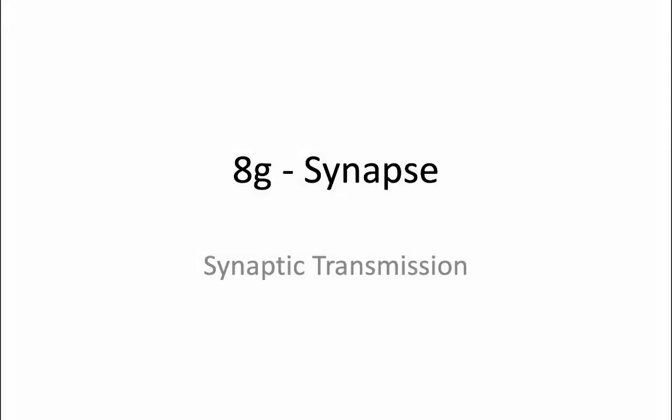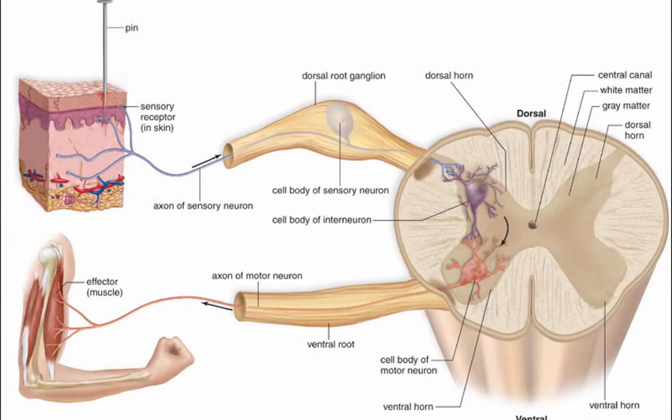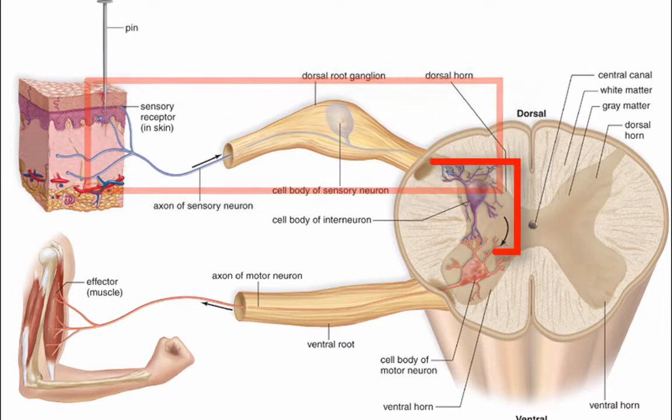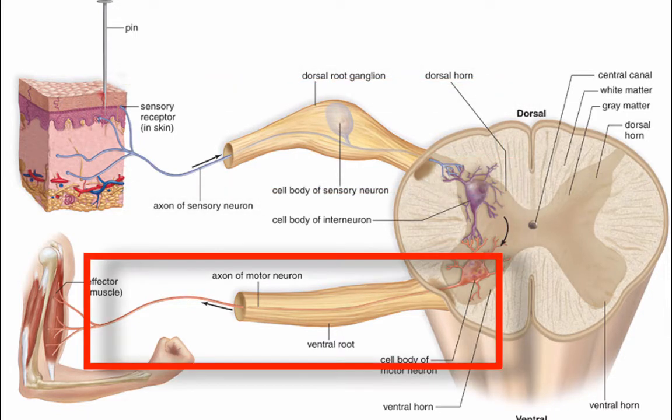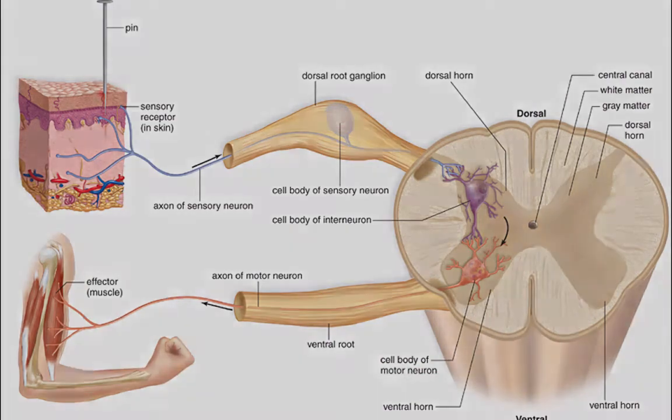Lesson 8G, Synapse or Synaptic Transmission. The simplest sensory motor response is called the reflex response, which involves a minimum of 3 neurons, a sensory neuron, an interneuron, and a motor neuron. The continuation of an action potential from one neuron to the next is called synapse.